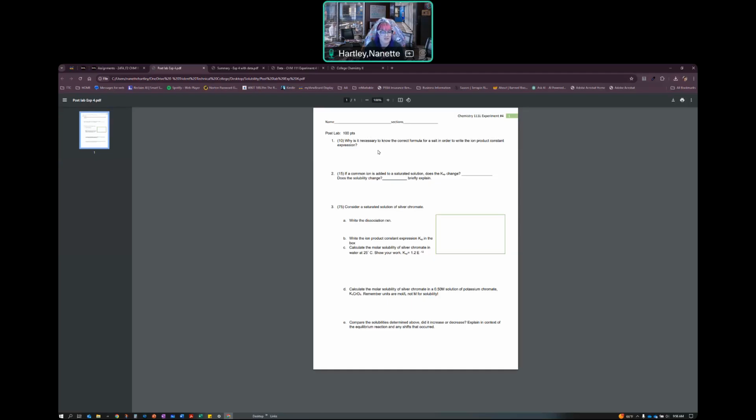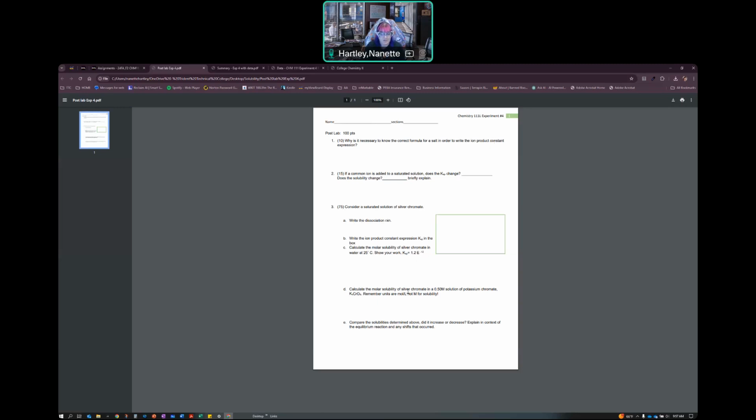Okay. So why is it necessary to know the correct formula for a salt in order to write the ion product constant expression? If a common ion is added to a saturated solution, does the KSP change? Does the solubility change? Explain. Consider a saturated solution of silver chromate. Write the dissociation reaction. Write the ion product constant expression KSP in the box. Calculate the molar solubility of silver chromate in water at 25 degrees C. Show your work. KSP equals 1.2 times 10 to the minus 12.